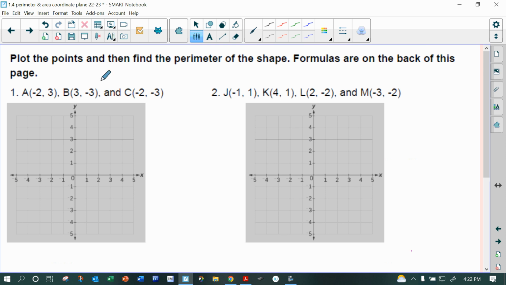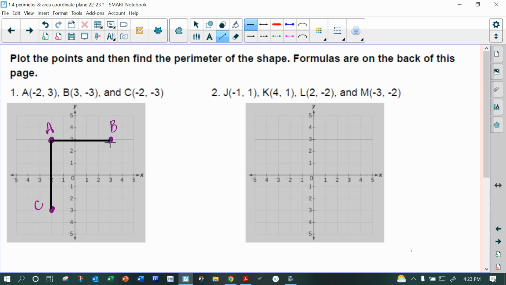All right, so to plot the points: -2, 3, 1, 2, 3. So there's point A. 3, -3: over 3, up 3. So there is B. And C is -2, 1, 2, -3. So there's point C. We only have 3 points, and since there's only 3 points, that means there's only 3 sides. So it makes it super easy. We know we have a triangle.